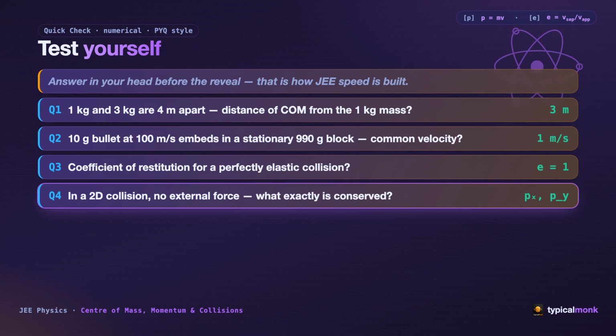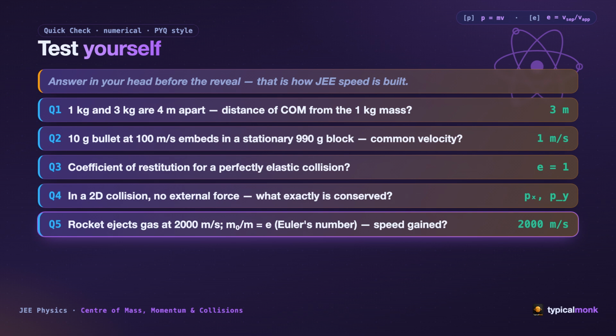Question 4. In a two-dimensional collision with no external force, what exactly is conserved? Not the speed, not the direction alone, the sideways momentum and the vertical momentum, each one separately. And question 5. The thinker. A rocket ejects gas at 2000 meters per second and burns fuel until its initial mass divided by its remaining mass equals Euler's number. What speed does it gain? The natural log of Euler's number is exactly 1. So the rocket gains exactly 2000 meters per second. If you caught that one, you have truly understood today's class.